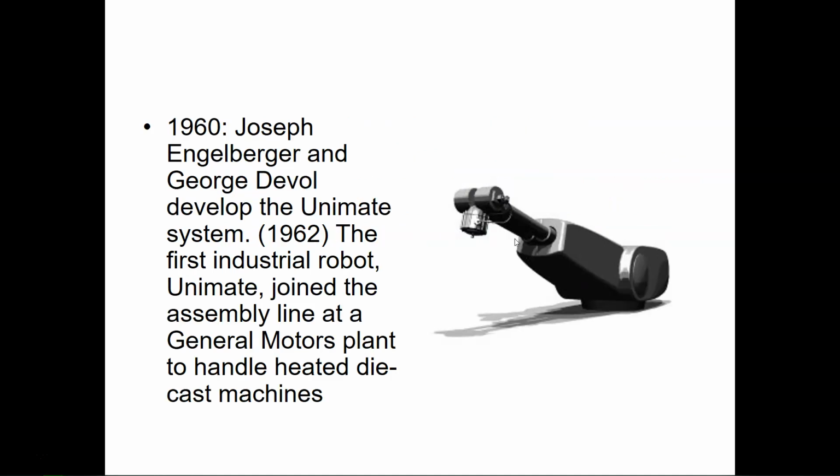So this is the Unimate. You have Joseph Engelberger and George Devol who created this. It joined the assembly line at General Motors in 1962 to handle the die-cast machines, which I don't know if you've ever seen a die-cast machine, but it's heavy, hot, and nasty work.